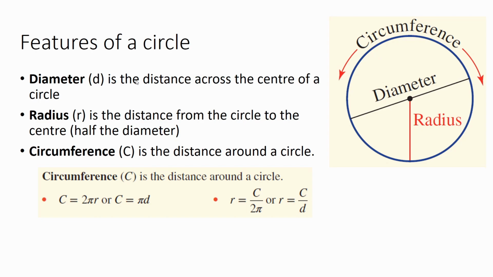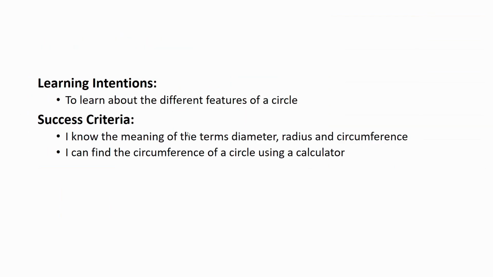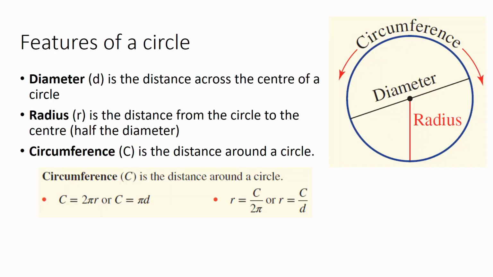So let's start off by going through the features of a circle, and that will address our first success criteria for today. The first feature of a circle that we need to know is the diameter, and this is represented as d. It is the distance across the center of a circle. So it's just that distance from one end of the circle to the other that goes through the center like that. Radius, on the other hand, is the distance from the circle to the center.